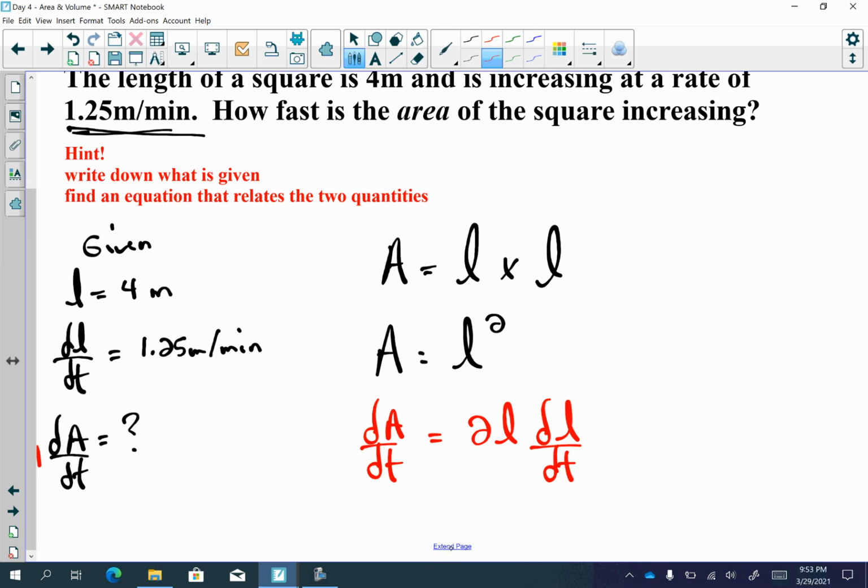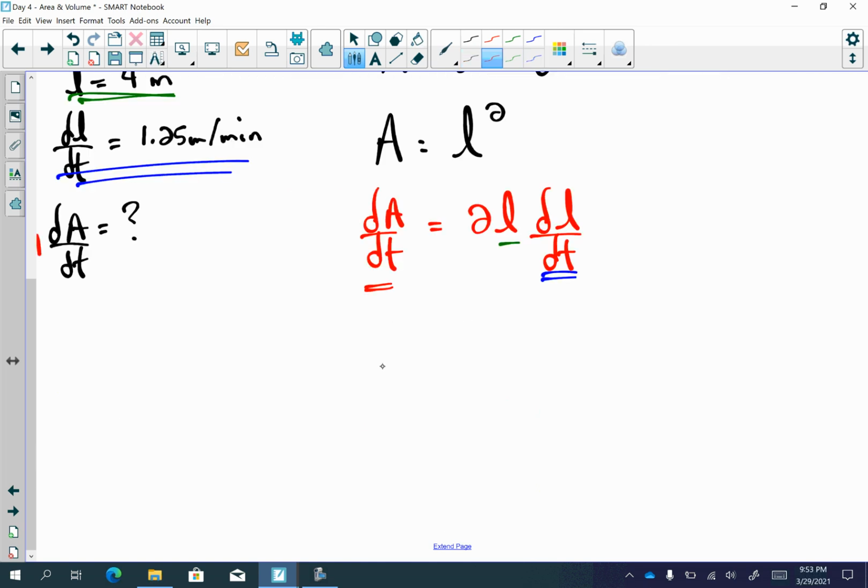And this is where I fill some things in. Look, I'm looking for this. I know this. And I know this. Okay, I can solve that no problem. dA over dt is 2 times 4 times 1.25.